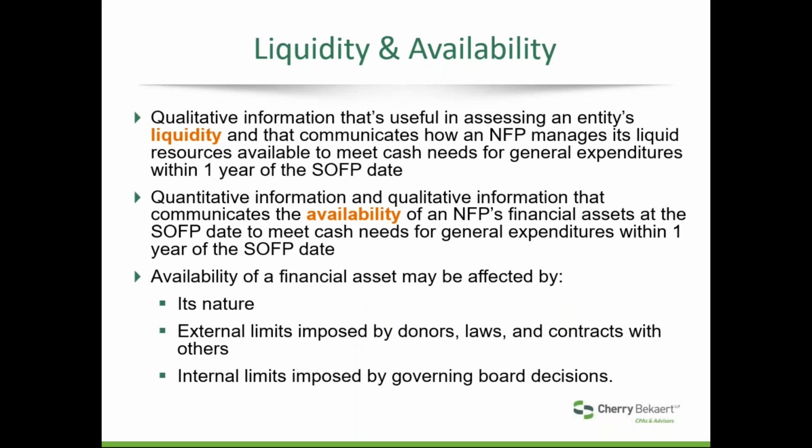So what is meant by liquidity and availability? Liquidity generally relates to the type of asset that an organization has and the maturity of that asset to meet current obligations. Current obligations, as defined by the standard, are basically obligations that will be coming due in the next year or 12 months.